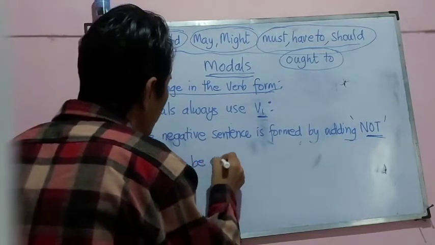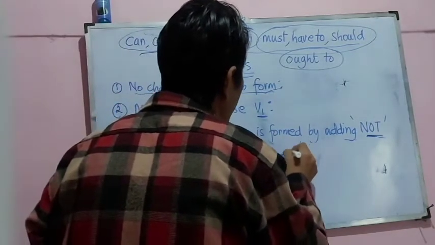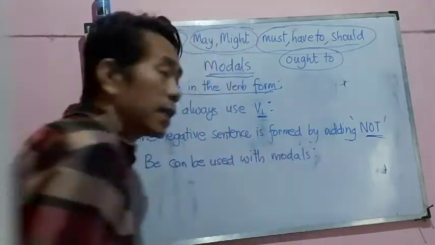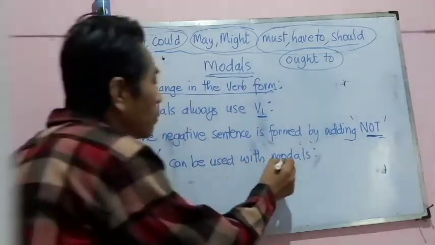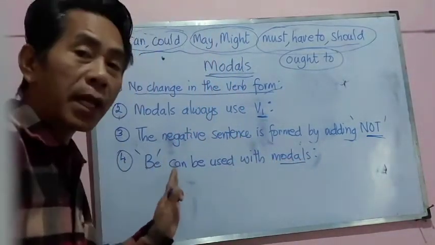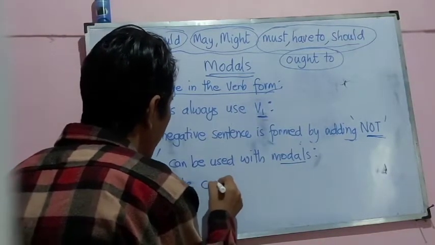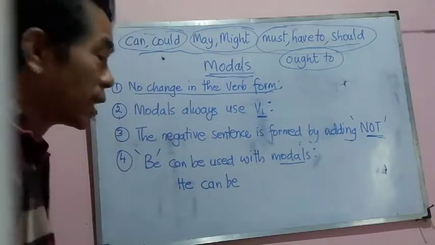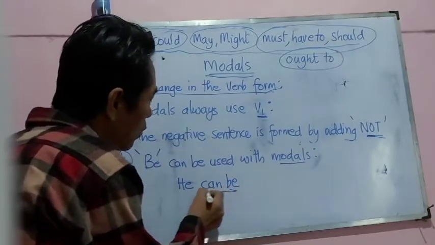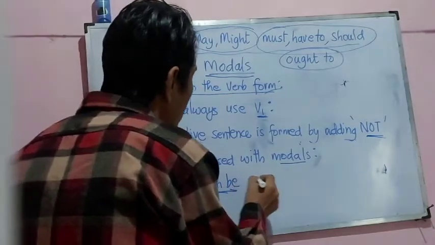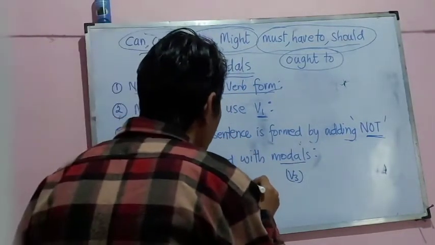The third thing is the word be can be used with the models. We can use the word be, for example, he can be. So whenever we use be with the models, we can also use verb 3. For example, he can be eaten.